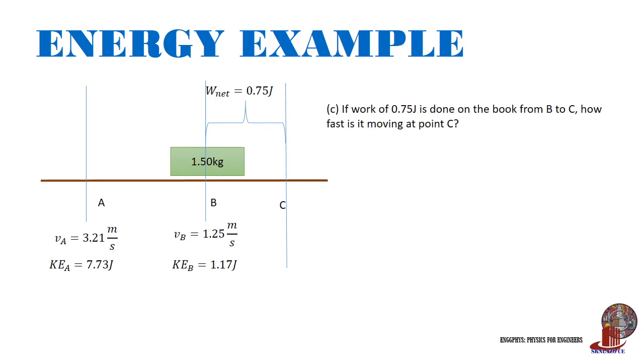Similarly, requirement C has a positive value for work. Thus, with the same work energy equation, we get 0.75 is equal to half of 1.5 times v sub c squared less 1.17. And the velocity of the book at point C becomes 1.6 meters per second.